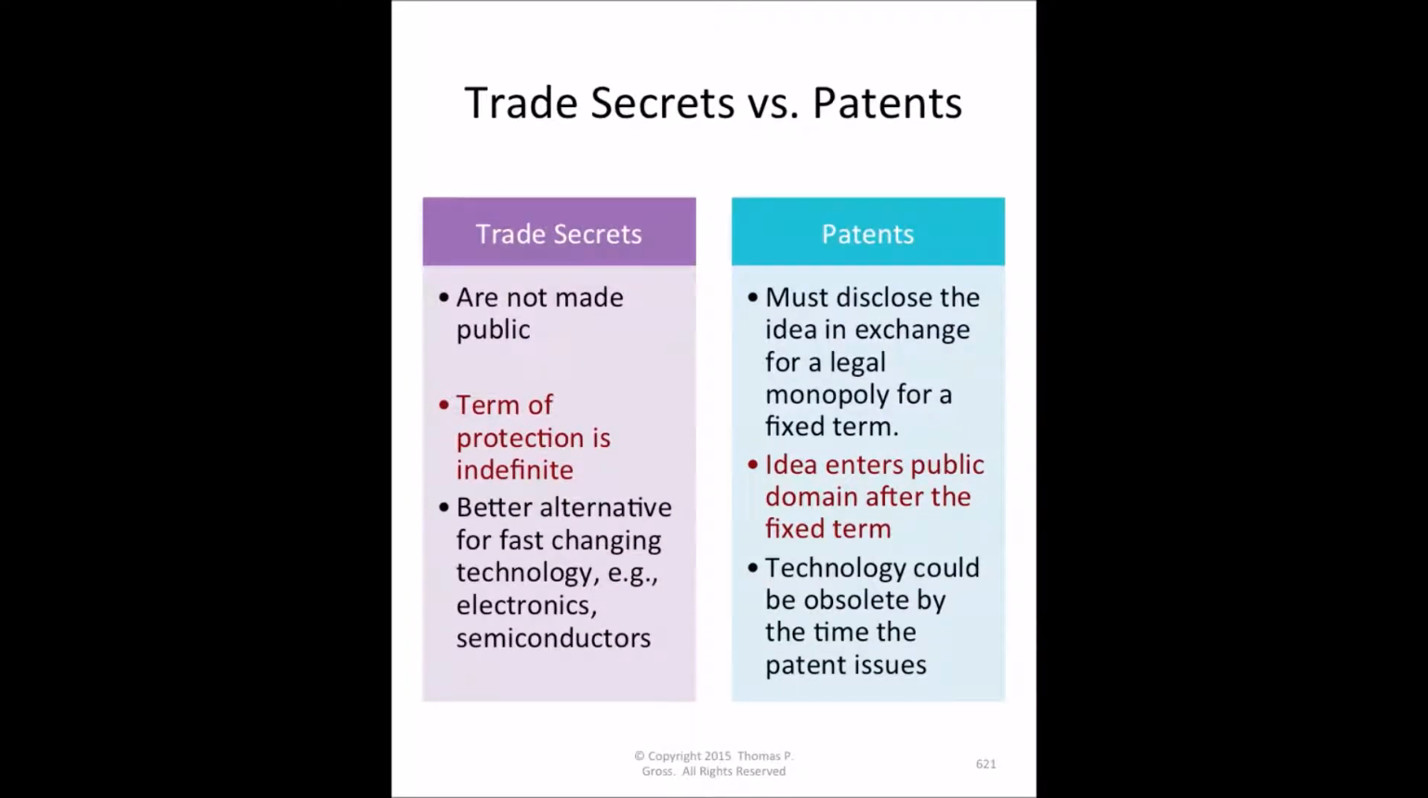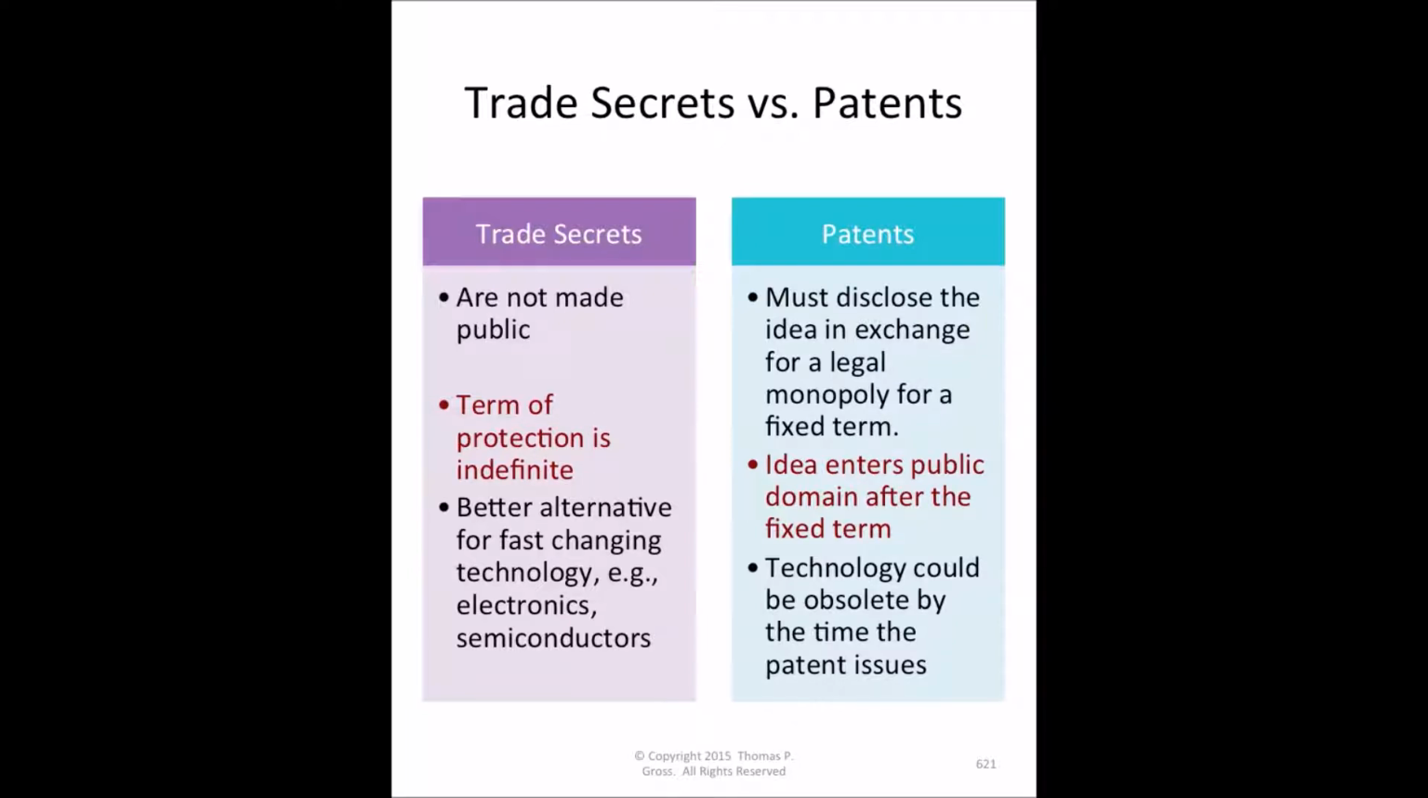So here's a comparison between trade secrets and patents. You can see there is no disclosure for trade secrets, but for patents, the disclosure is the quid pro quo with the federal government. You disclose what it is to the public, and you get a monopoly, a fixed term of 20 years from date of filing to prevent anybody else from using it. But there is a fixed term, 20 years. Here it's indefinite if you can keep a secret.